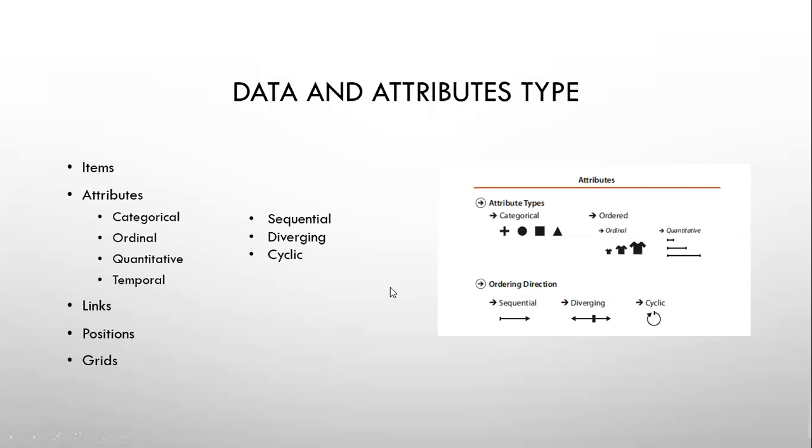Ordinal and quantitative attributes are all ordered, and they have an order direction that should be one of sequential, which means one direction from that point, like here, or diverging, which means two opposite directions from a certain point, like here, or cyclic, which is just like a circle.